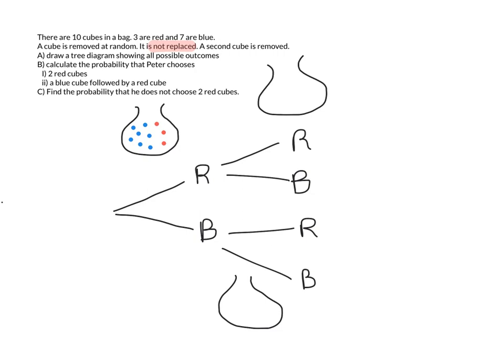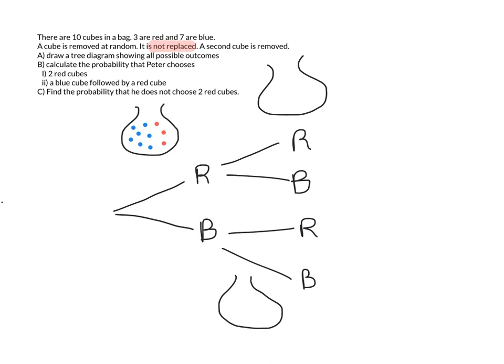A second cube is removed. Draw a T-diagram showing all possible outcomes. Calculate the probability that Peter chooses 2 red cubes, a blue cube followed by a red cube, and then finally find the probability that he does not choose 2 red cubes. So the first one is 2 red cubes.